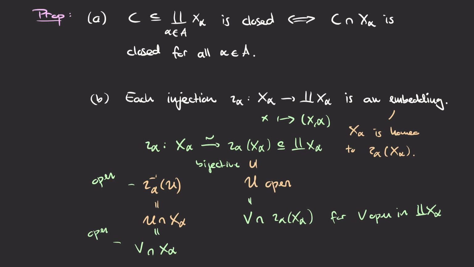All right, so in summary, we've shown that these injections, iota alpha, not only are they injective functions from X alpha to the disjoint union, they actually define homeomorphisms onto their images viewed as subspaces of the disjoint union. In particular, because each of the X alphas is both an open set and a closed set of the disjoint union, this means that each of these iota alphas is also an open and a closed map.